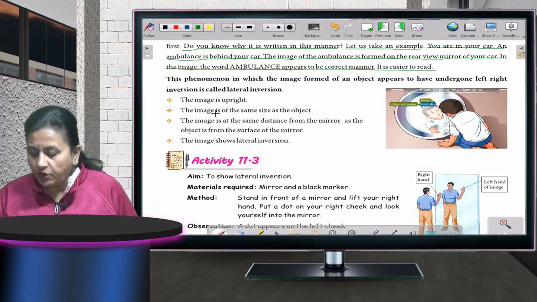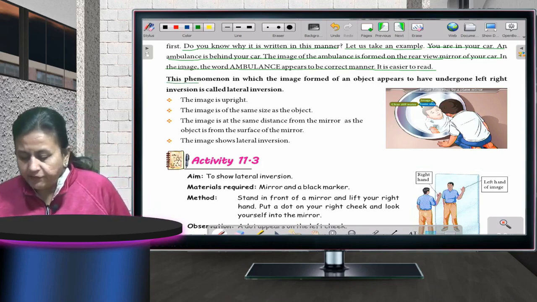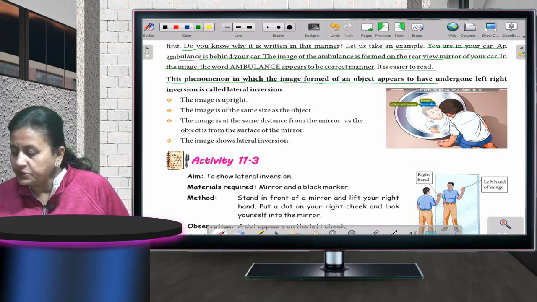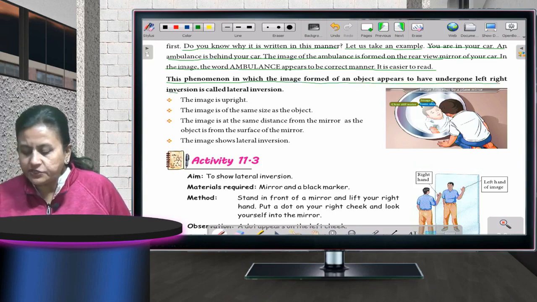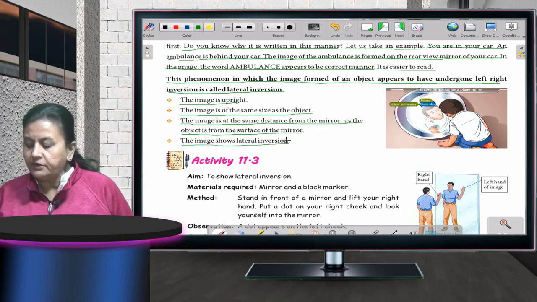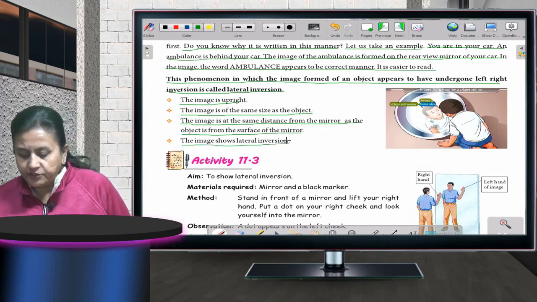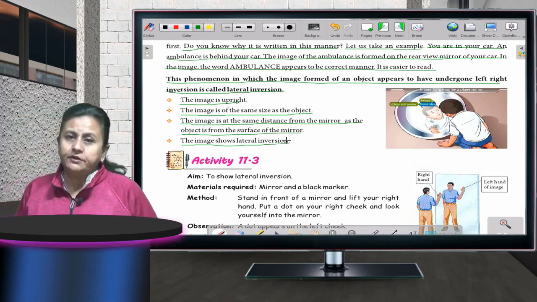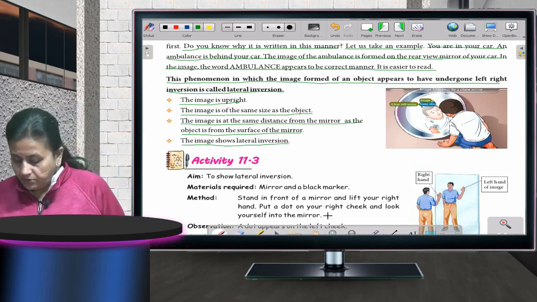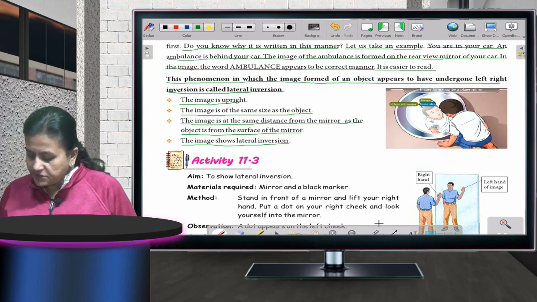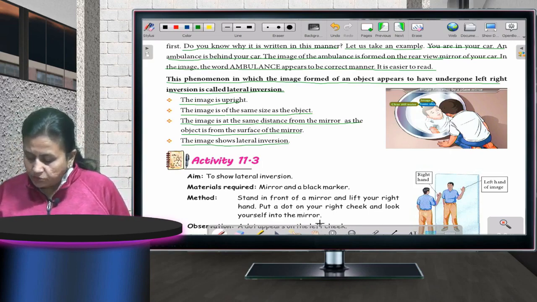So this phenomenon in which the image formed of an object appears to have undergone left-right inversion is called lateral inversion. The image is upright. The image is of the same size as the object. The image is at the same distance from the mirror as the object is from the surface of the mirror. The image shows lateral inversion. Fine, children. Have you all understood what lateral inversion is? Now, to show lateral inversion, children, this is simple. You can just go through this activity. There is nothing much to explain in this.